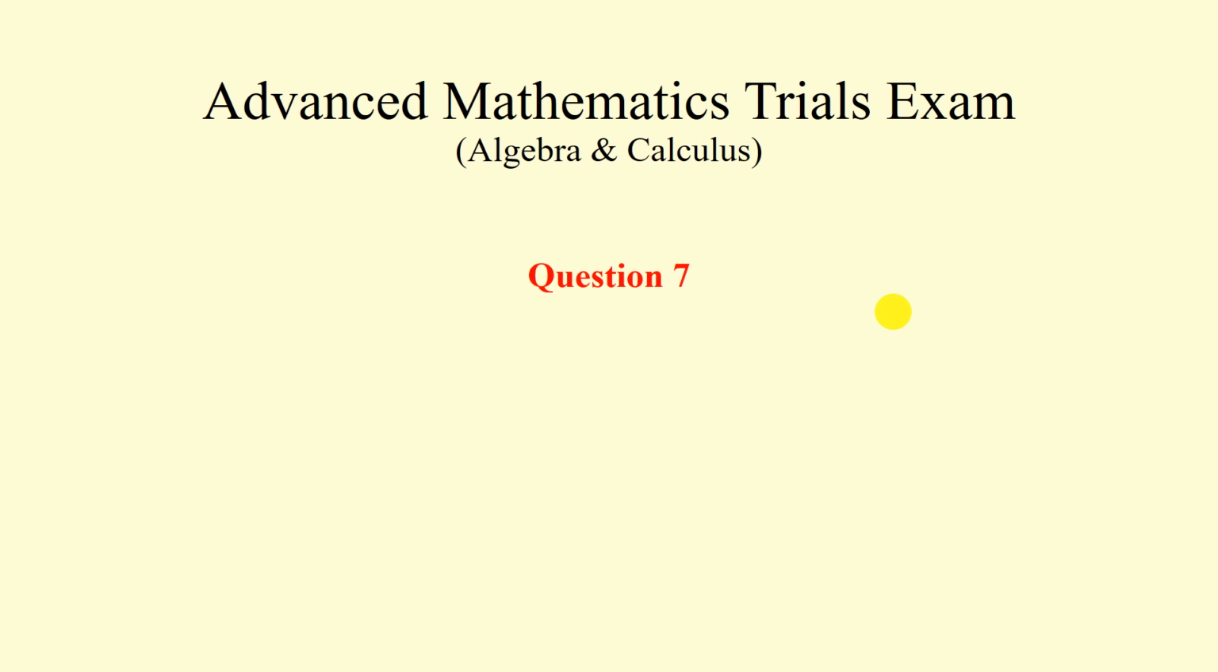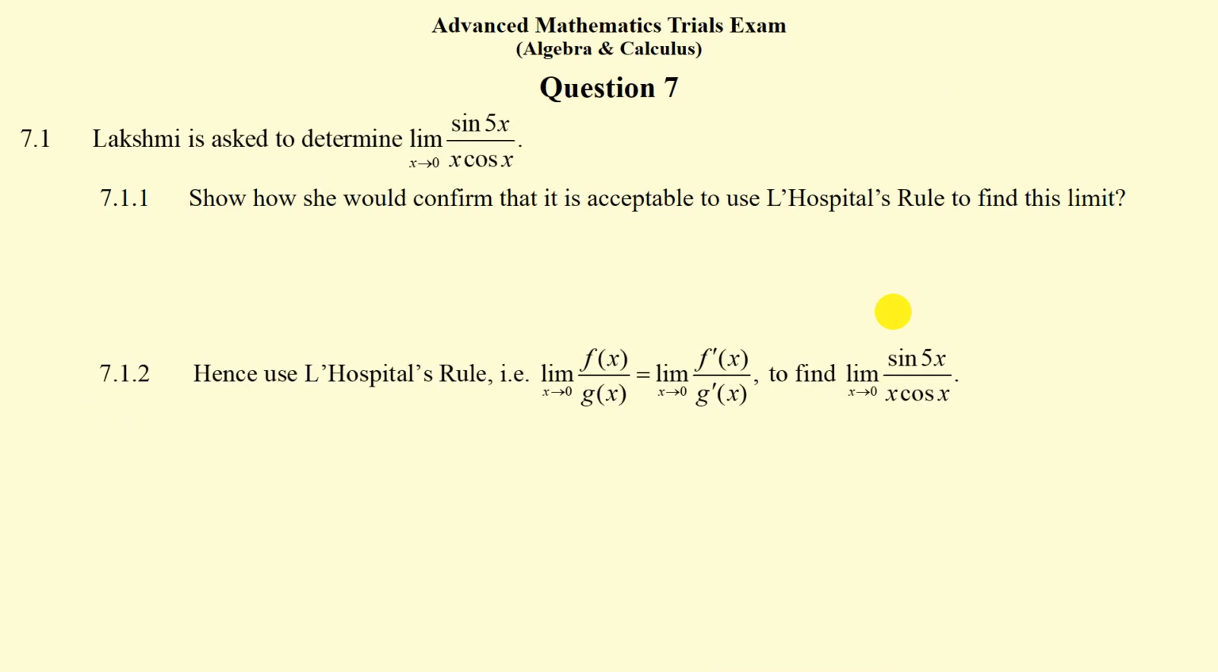Question 7. Lakshmi is asked to determine the limit as x tends to 0 of sine of 5x over x cos 5x. Show how she confirmed that it is acceptable to use L'Hopital's rule to find this limit.